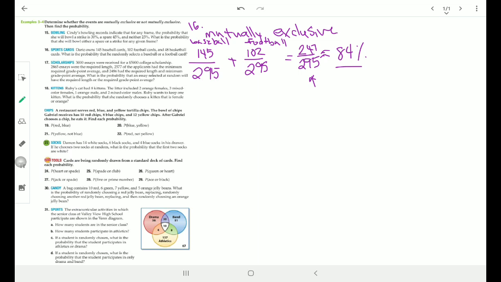So, is there a possibility that you could choose a female and an orange cat at the same time? Well, if you look, it says there are 2 orange females, so that is a possibility. So we don't want to count that possibility twice. That's where that formula comes in. So this is not mutually exclusive then. Since both can happen at the same time, this would be mutually not exclusive.